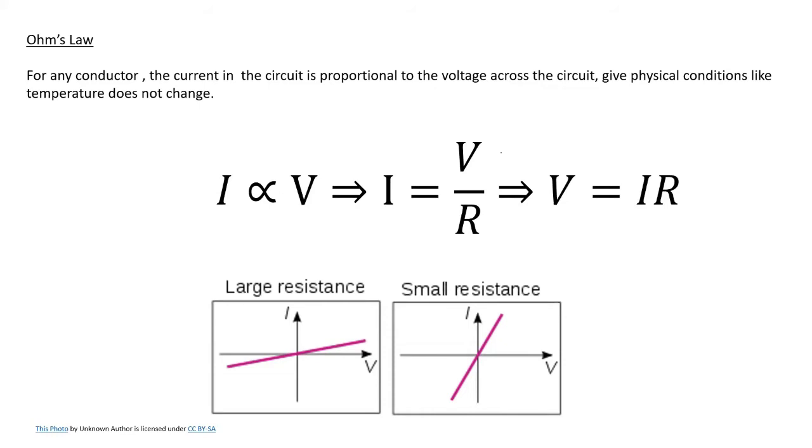But this is only for conductors. For semiconductors, we don't have a similar relation. We don't get a linear relation between I and V. Here V is equal to IR, which is a linear relation. But when it comes to semiconductors, like diodes or transistors, we don't have this type of relation. So this is only for conductors like metals.